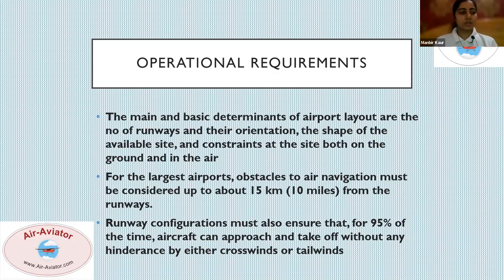Okay, so now we will talk about the operational requirements. The main basic determinants of airport layout are the number of runways and their orientation, the shape of the available site, and the constraints at the site, both on the ground as well as in the air. For large airports, obstacles must be considered up to 15 kilometers, that means 10 miles, from the runway. The runway configuration must ensure that for 95% of the time, aircraft can approach and take off without hindrance by either crosswinds or tailwinds.